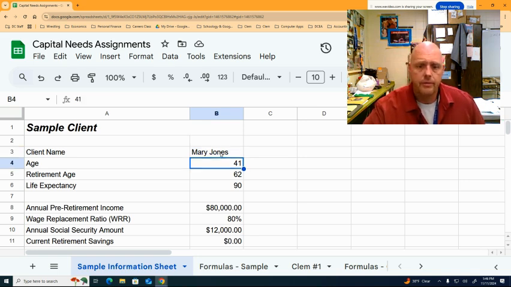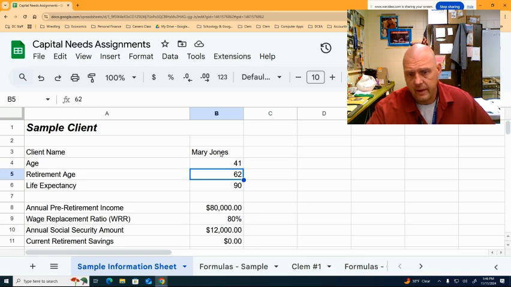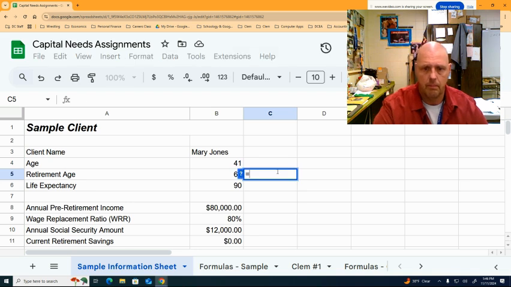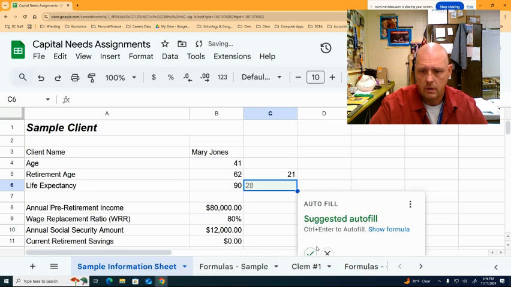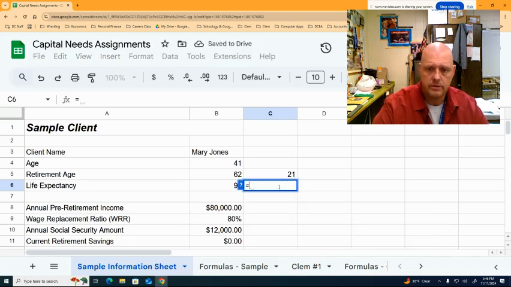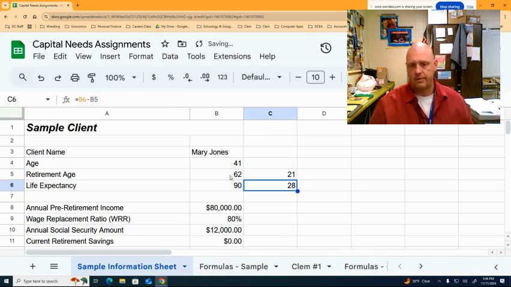So Mary is currently 41. Mary would like to retire at age 62. Health history and family background and all of that says she thinks she's going to make it till about age 90. So math says she's got 21 years to make this thing happen, and she plans on living for another 28 after that. So she's got to come up with a pile of cash between 41 and 62 to retire, but she has no idea what that number is.